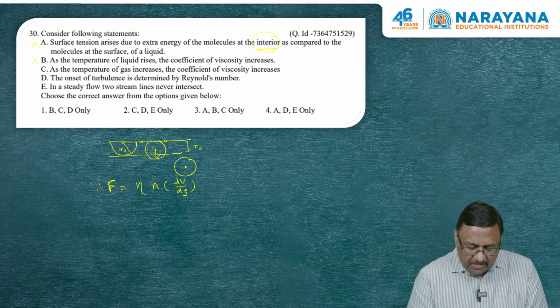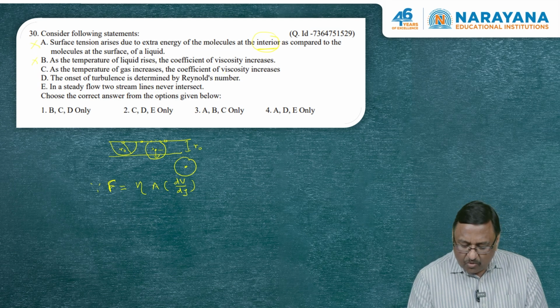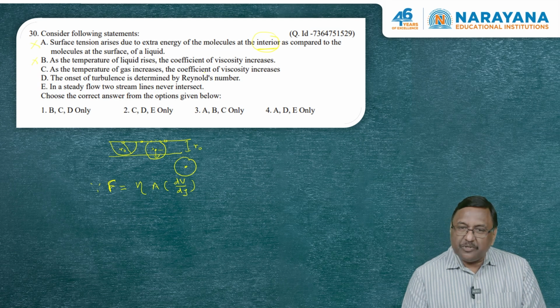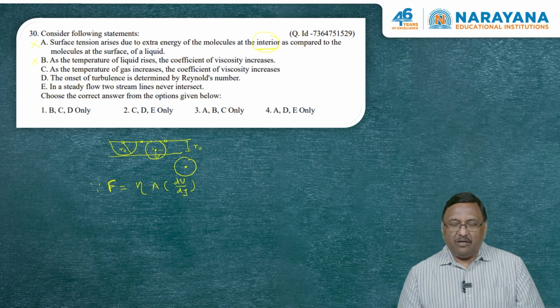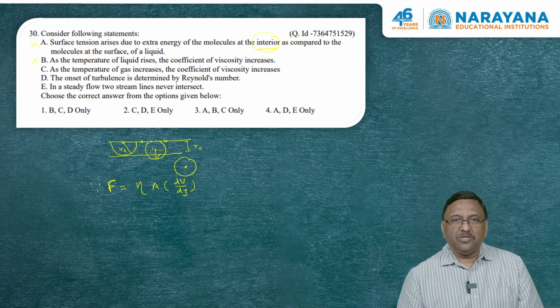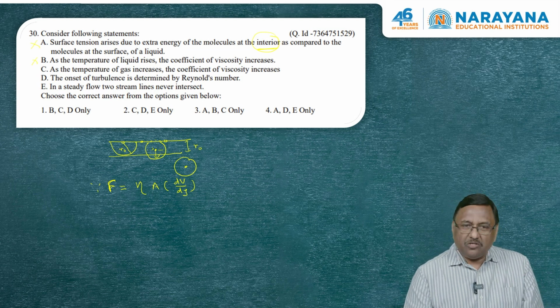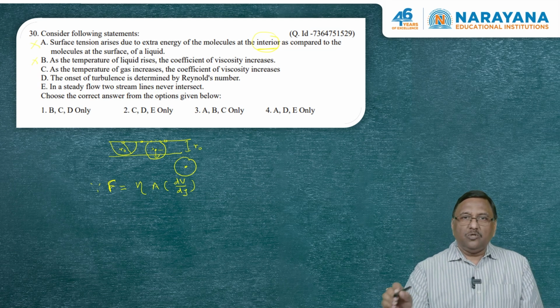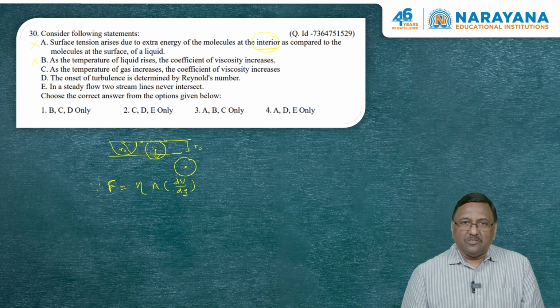Now if you go for the next one, as the temperature of the gas increases, the coefficient of viscosity increases. This is a very interesting point. If the temperature of the gas is being increased, then the randomization of the molecular motion is becoming more and more. If the randomization of the molecular motion is becoming more and more, that means particles will experience more resistive force to move along. That means my viscosity will increase.